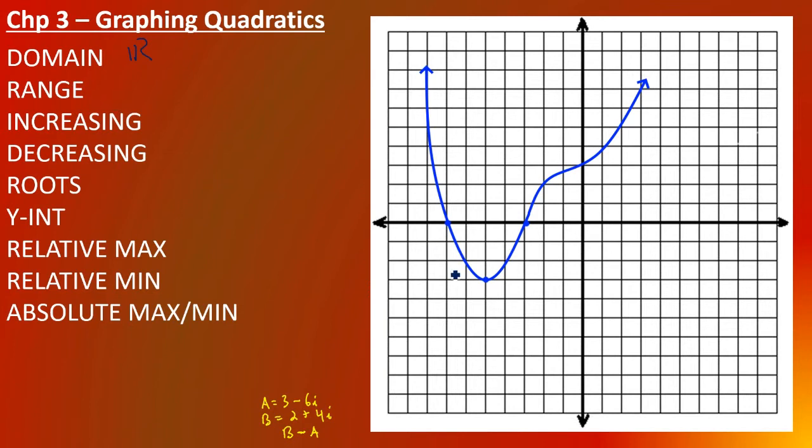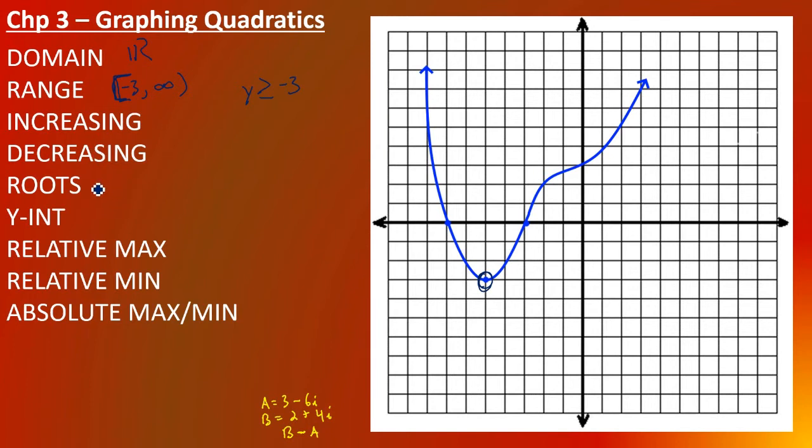Now, the range is a little bit tricky. Because we don't have the real numbers, we have a lower value here. So we don't go below negative 3. So we could say y is greater than or equal to negative 3 as our range. And the way to write that using intervals would be negative 3 to infinity. This time we'll include the negative 3, so we'll make sure we use a bracket right here.